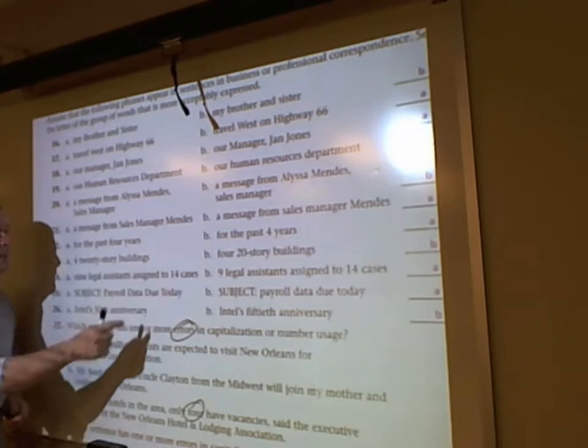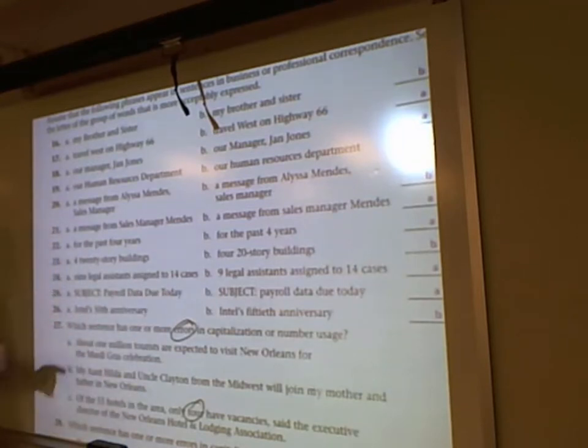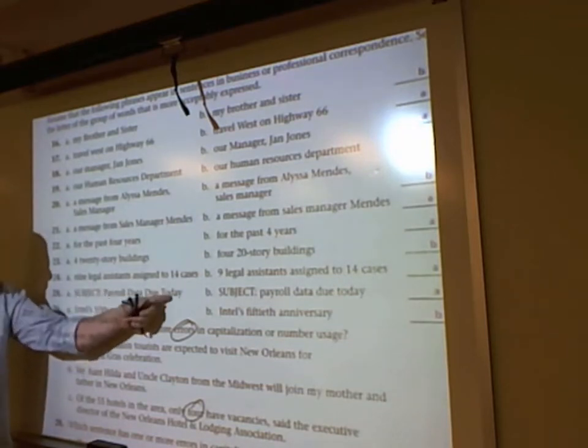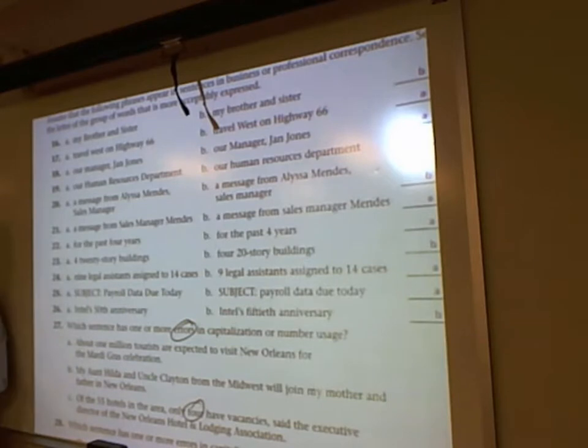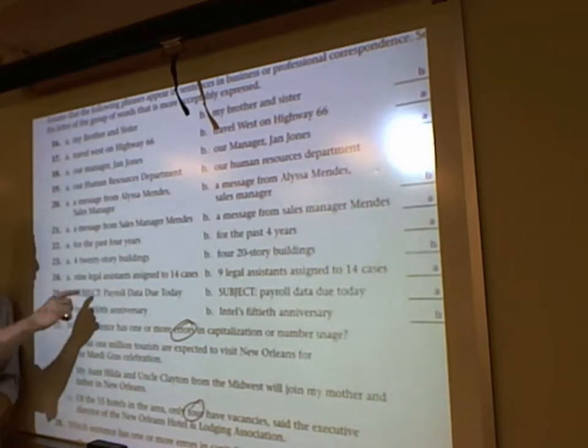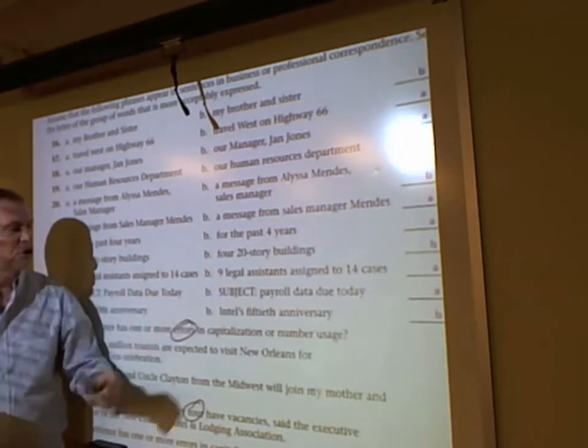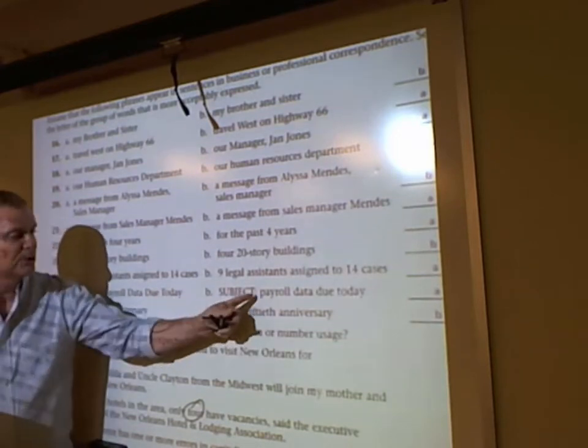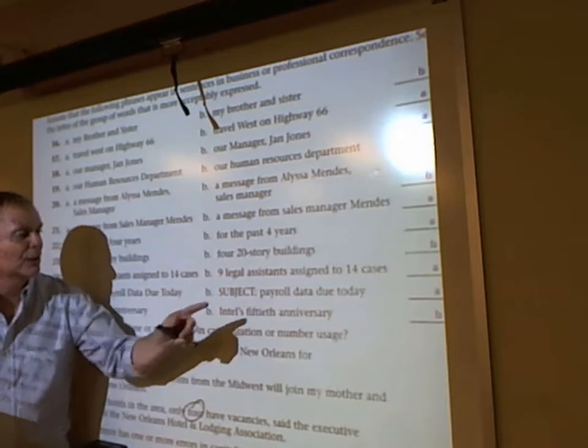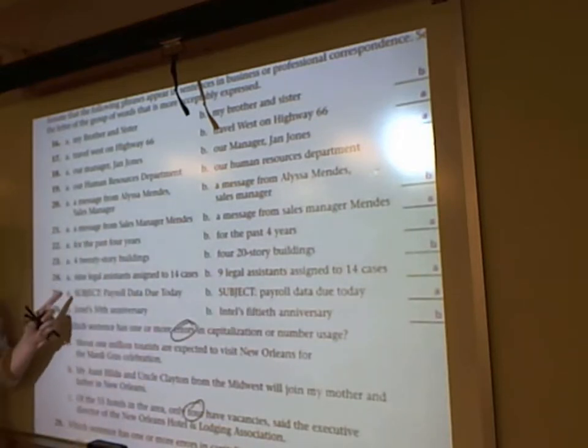25, subject, payroll data due today. Technically that's not correct because since subject is all capped, all of those words are supposed to be capped. But neither one of those choices exist. The subject here, it lowercased all the letters, so between the two, letter A is more correct than letter B is. Technically, neither one of them are really correct. So letter A, we'll choose that one.